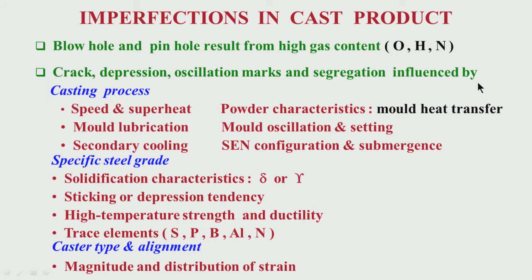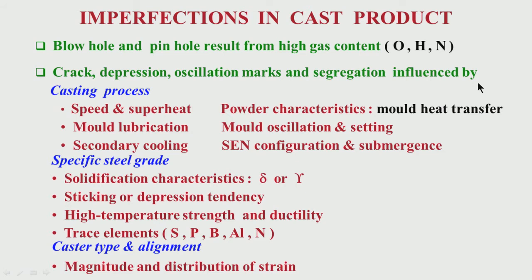That is why if you look at the section of a cast product, you will find the center portion is most segregated. The center portion has more carbon, more of all alloying elements. So, we have to be careful about that.